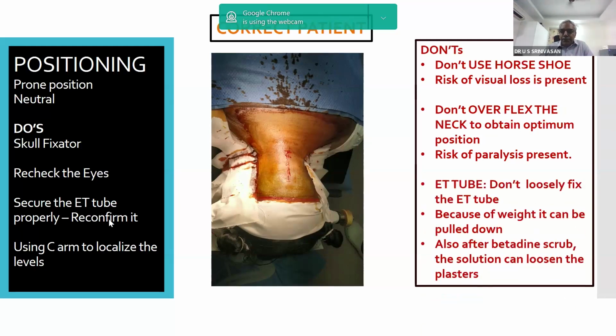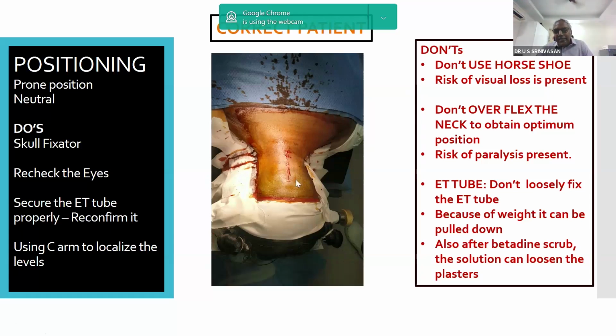Another thing is the endotracheal tube. This is most important because you are doing it in the prone position. The anesthetist will fix it and say okay, but again recheck it. Make it very clear to the anesthetist that it should be properly fixed. The reason is that because of the weight, it can get pulled down, and after the betadine scrub, the betadine solution will go and loosen the plasters.